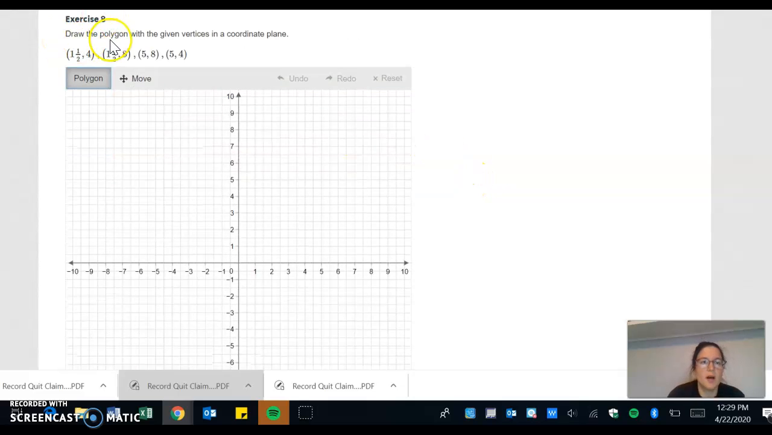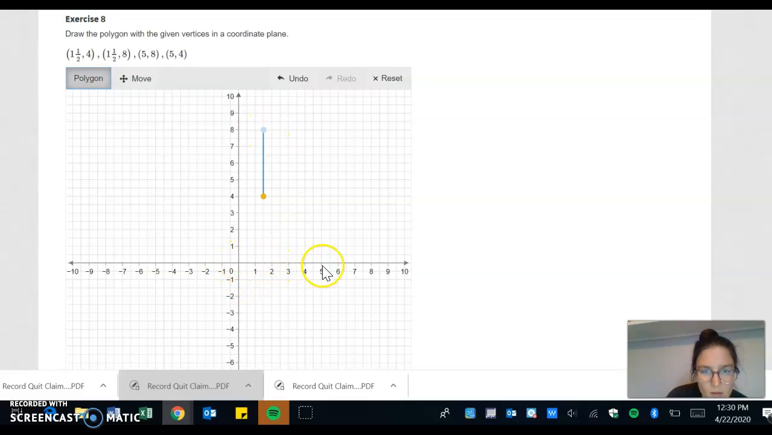Same thing, draw the polygon with the given vertices in the coordinate plane. Each point is called a vertex. So 1 and 1/2, and then up to 4. There it is. So 1 and 1/2 up to 8. There's another point, connect them, there you go.